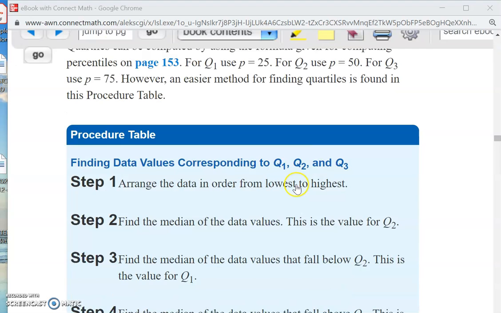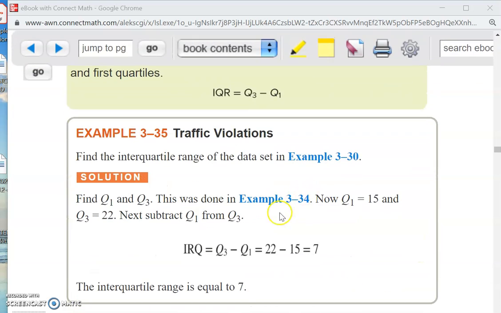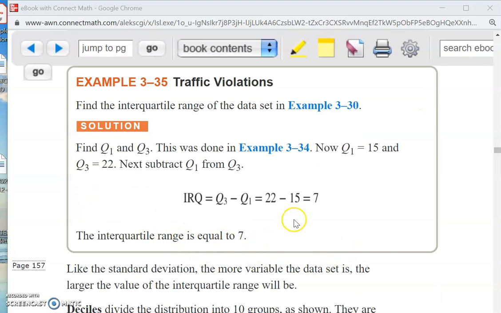Okay, so let's take a look. All right, find Q1 and Q3. We did that before. Q1 was 15, Q3 is 22. 22 subtract 15 is 7. That gives us what's in between. What's in between 15 and 22? What's that amount, or that range? So the interquartile range is 7.